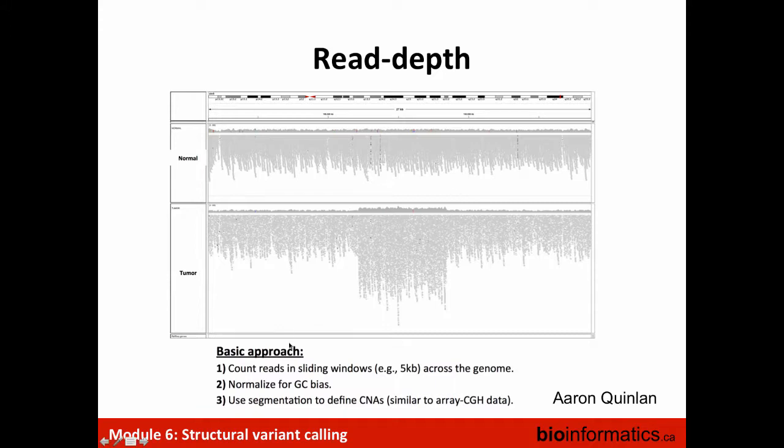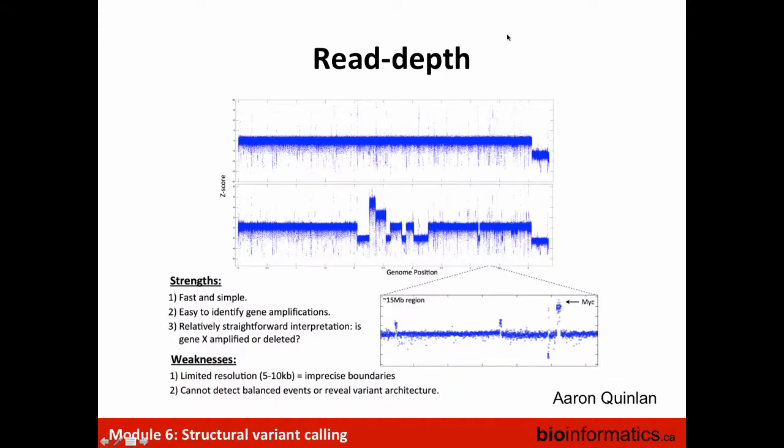With most of these approaches, you're basically counting reads in windows. The tricky part comes with the normalization and the different things that end up affecting this coverage. And if you have a targeted assay, that's going to be even more problematic than a whole genome approach. But basically, you're looking at read density and then using that to call. The strengths of these read depth approaches are that they're fast and relatively simple. It's easy to identify gene amplification, and it's relatively easy to validate with other approaches, like CNV approaches.